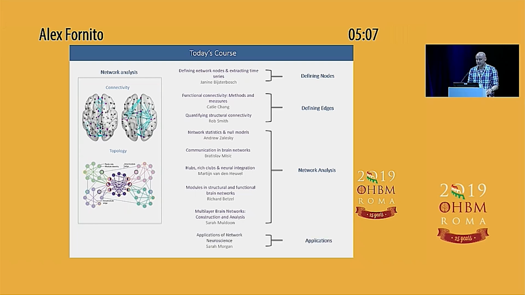And then finally, Sarah Morgan is going to talk about applications. Once we've got all this knowledge, we've got all these different analytic techniques, we can build our connectomes. How then do we use it to address interesting neuroscientific questions? Hopefully today's program will give you a nice bird's eye overview of the field and the key considerations that you need to think about.